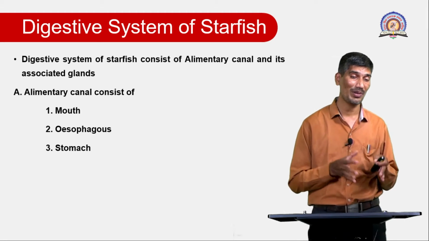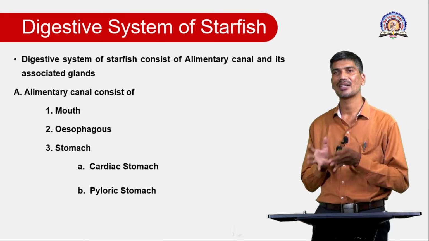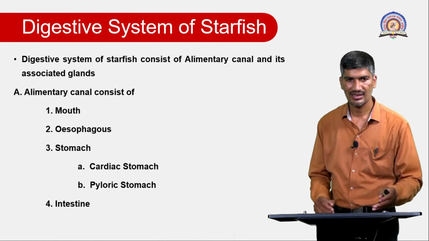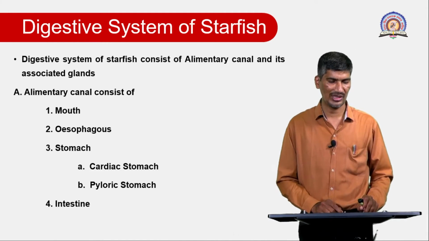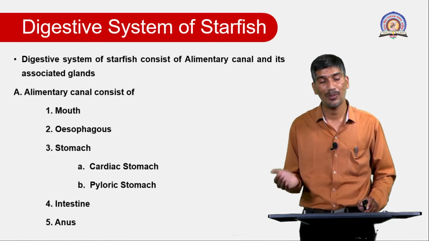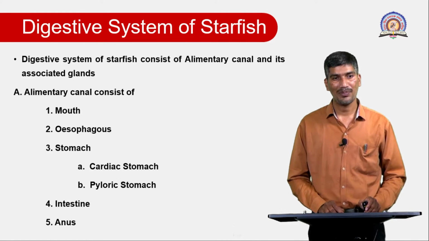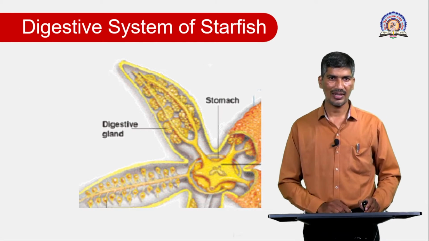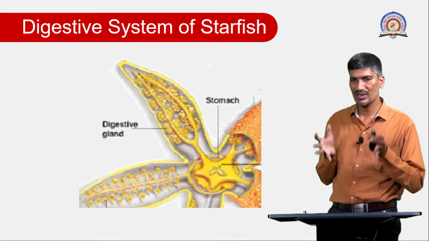The stomach consists of two parts: the cardiac stomach and the pyloric stomach. The pyloric stomach extends into a small tubular portion, the intestine, which finally opens on the aboral side as the anus. These are the four different parts found in the alimentary canal. Now we can look at the pictures and observe them.